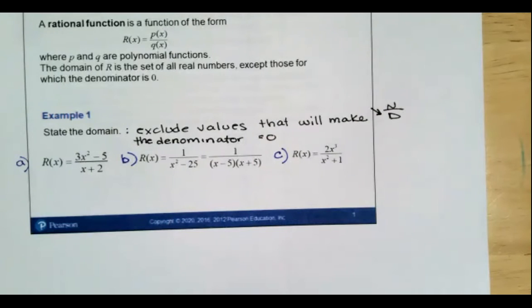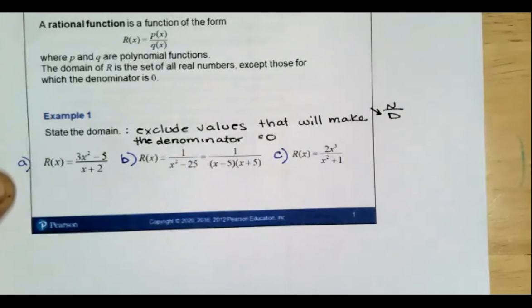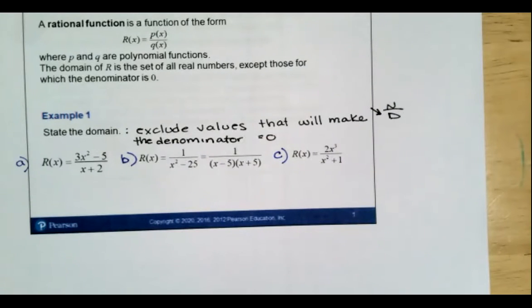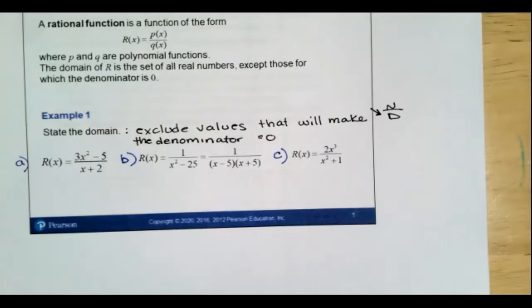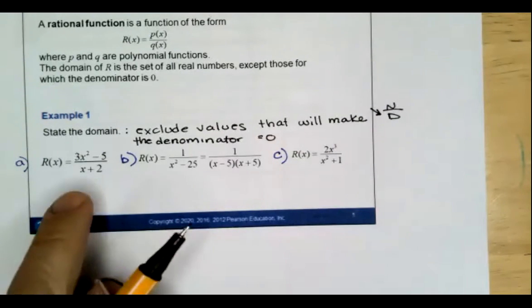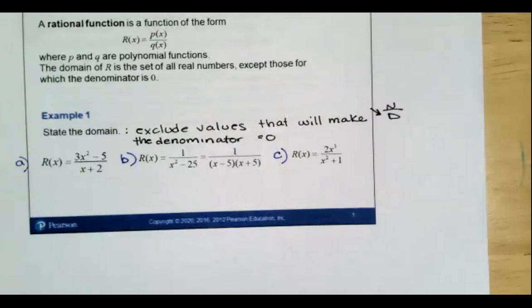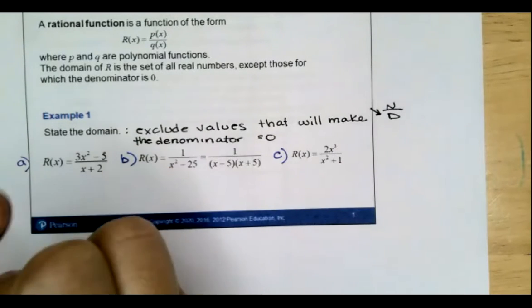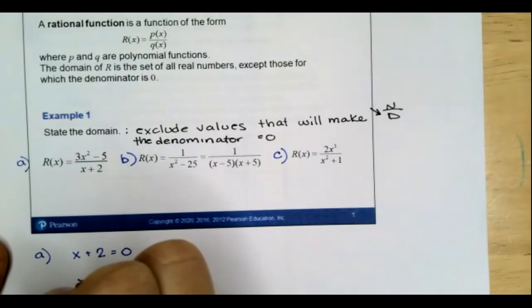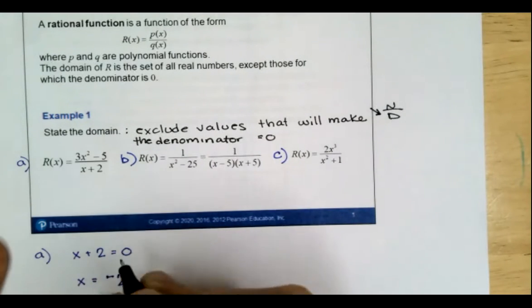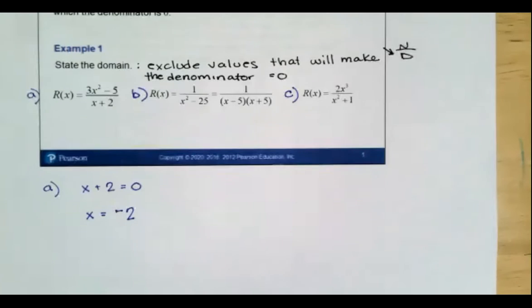All right, here is example A, example B, and example C, since they're all R of X. For A, we have R of X equals 3x squared minus 5 over x plus 2. So we are just looking at the denominator. The denominator right now is x plus 2. What value of x would make the denominator 0? Well, you can take the denominator and set it equal to 0. X plus 2 is 0. That means that when x is -2, because we subtract 2 from both sides to get x alone, our denominator would be a 0.